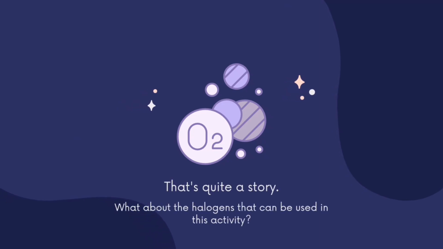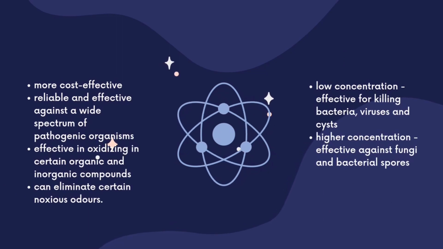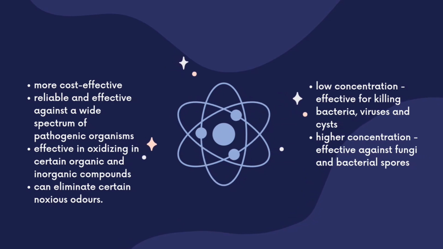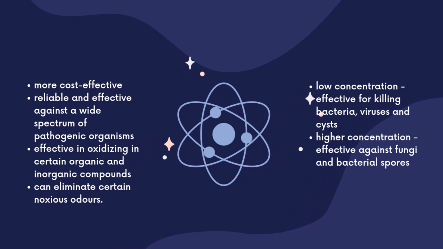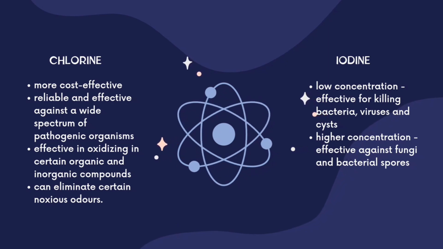Types of halogen that can be used to disinfect water are, first, chlorine. It is more cost-effective, reliable, and effective against a wide spectrum of pathogenic organisms, effective in oxidizing certain organic and inorganic compounds, and can eliminate certain nauseous odors. Second, iodine. In low concentration, it's effective for killing bacteria, viruses, and cysts. In higher concentration, iodine is effective against fungi and bacterial spores.